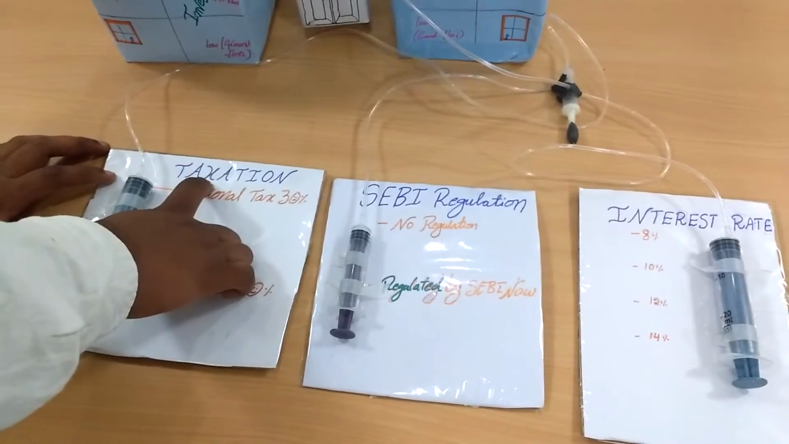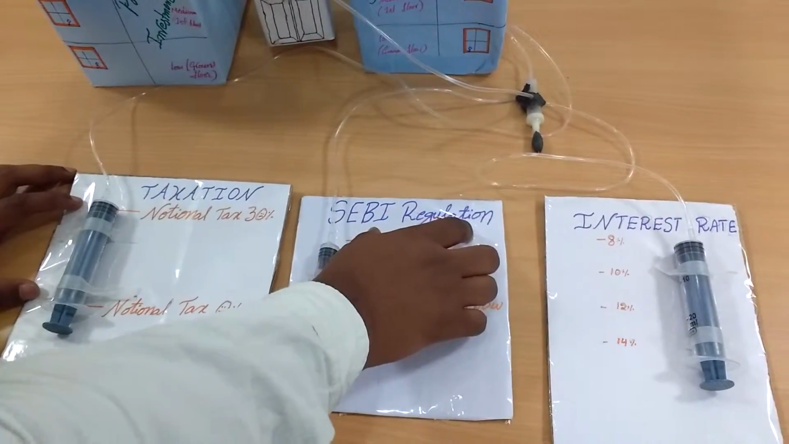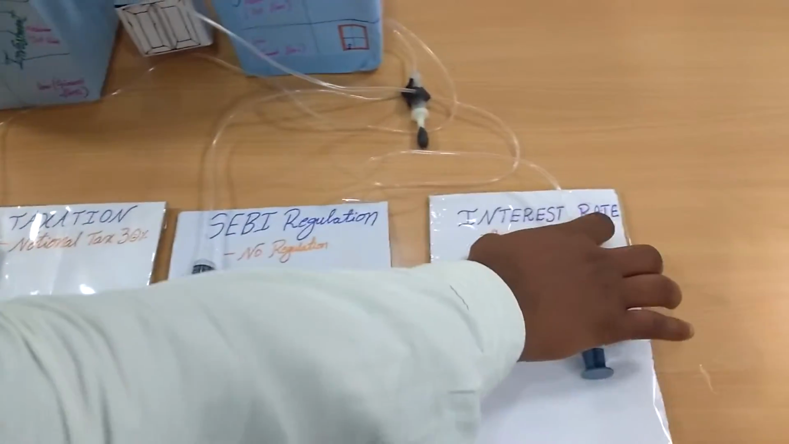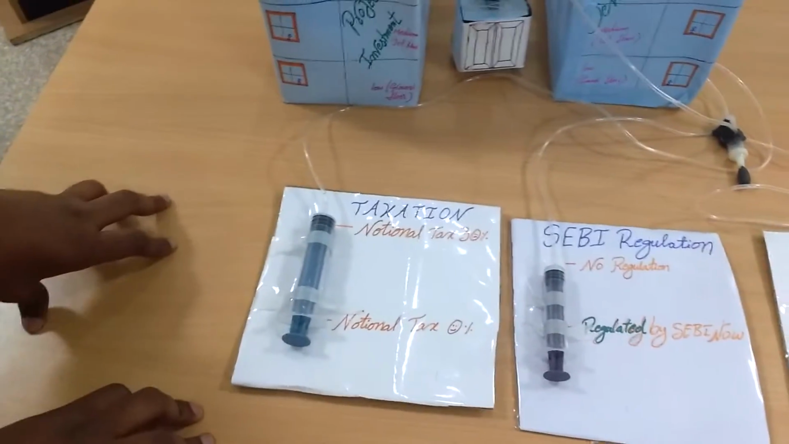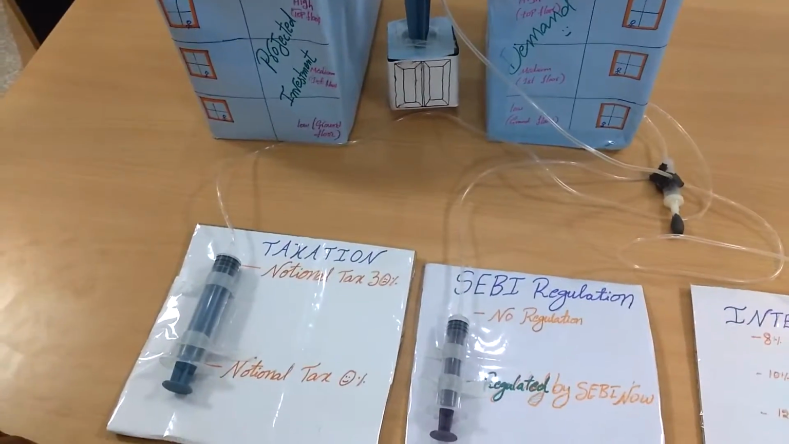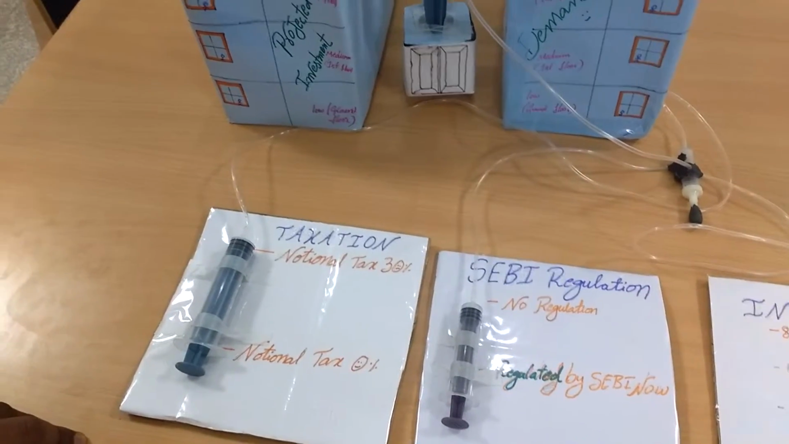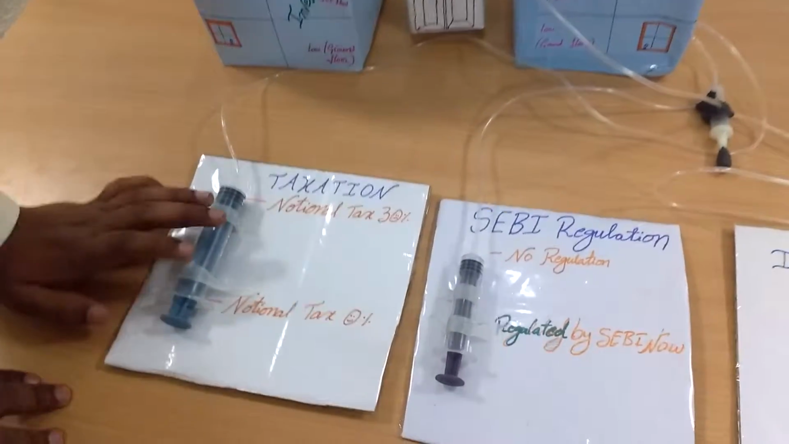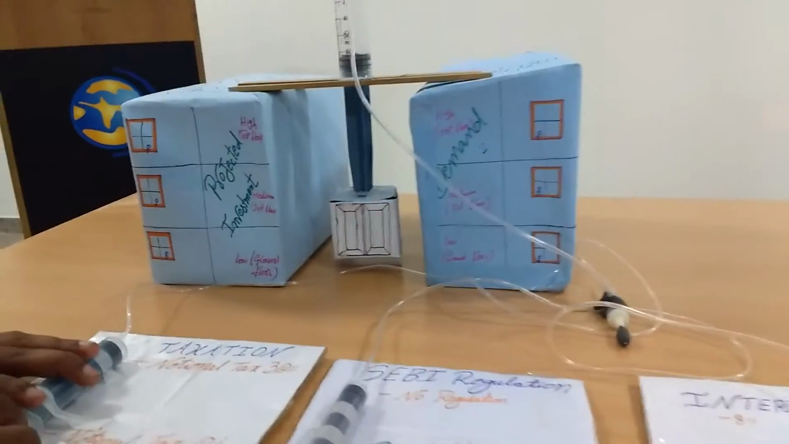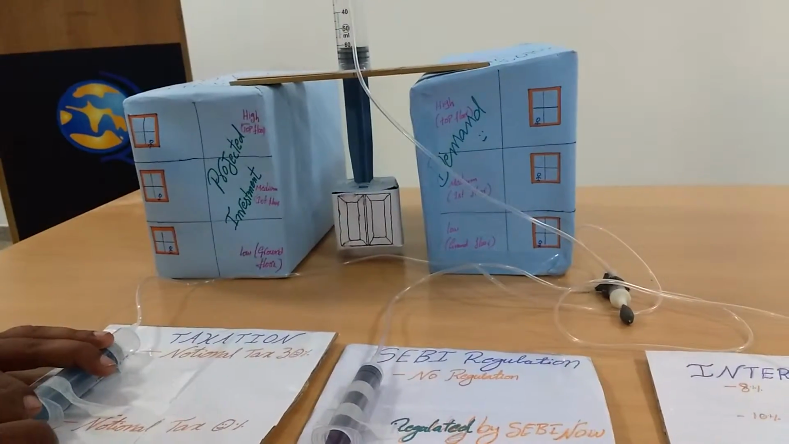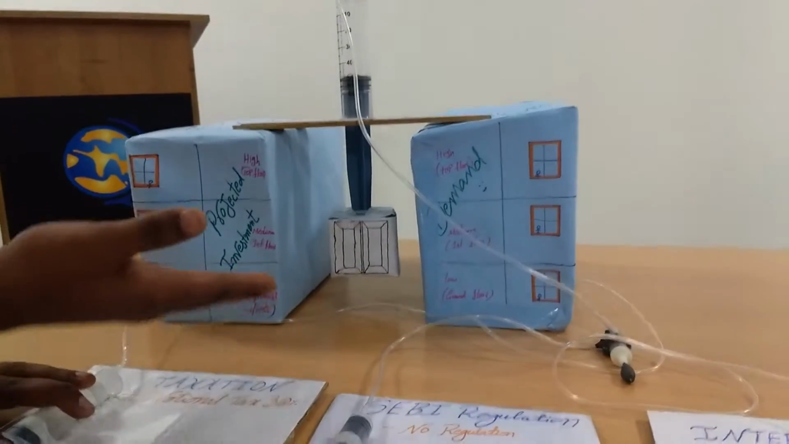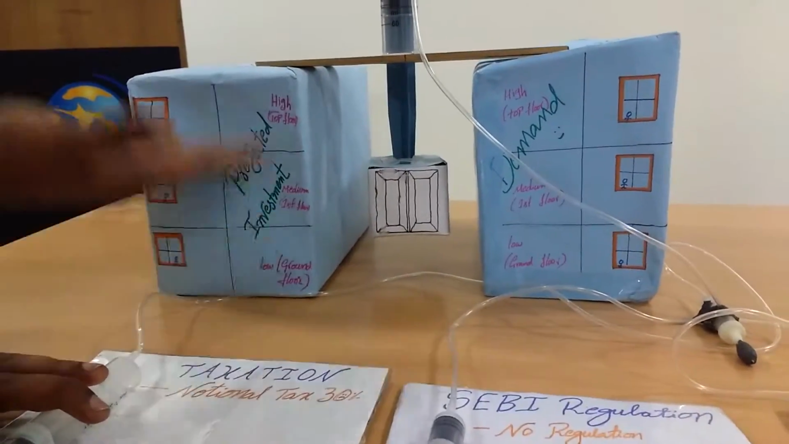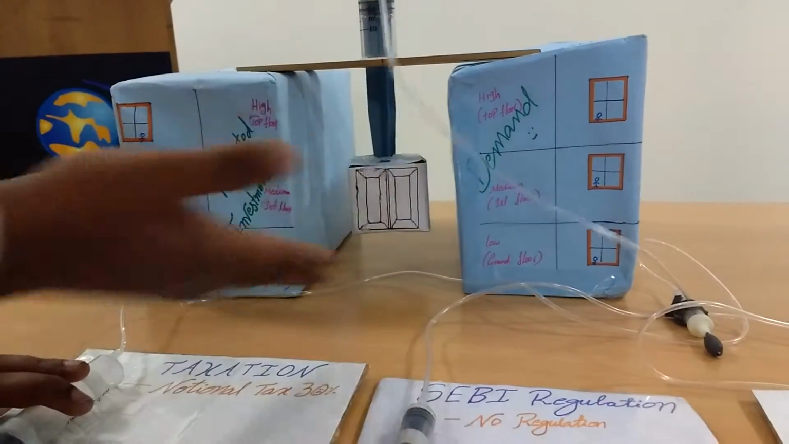First trigger is taxation, second trigger is SEBI regulation, and third trigger is interest rate. Previously there was a tax of 30%. That means whatever return you get from the REIT, you have to pay 30% of the return. Now there is no tax. When it comes to 0% tax, here we can see Nifty is moving up. That means projected investment is increasing as well as demand.